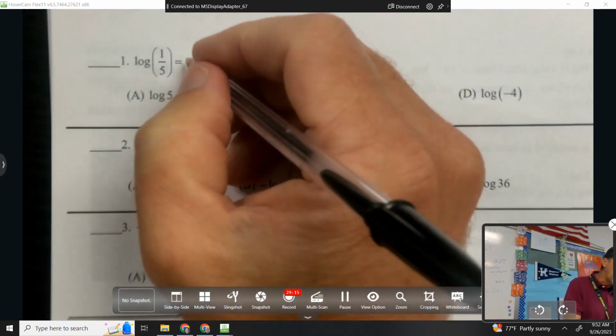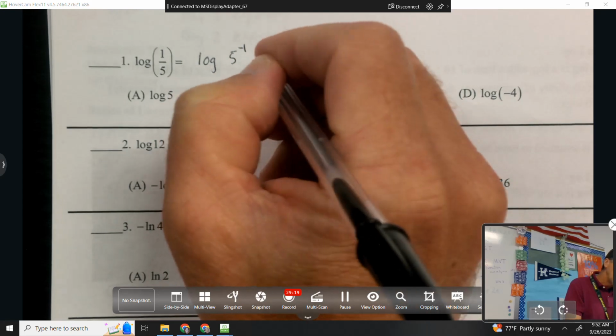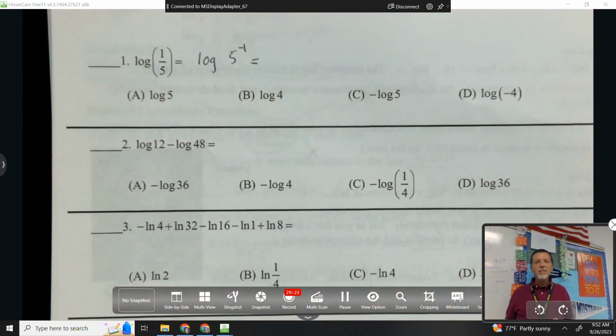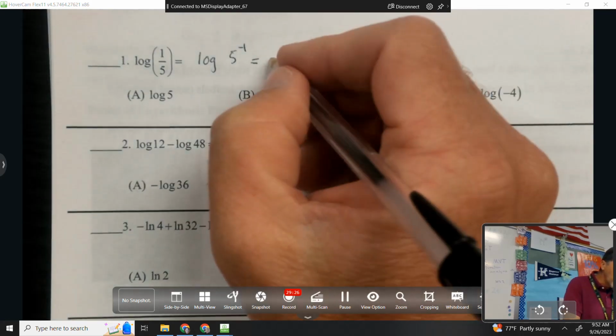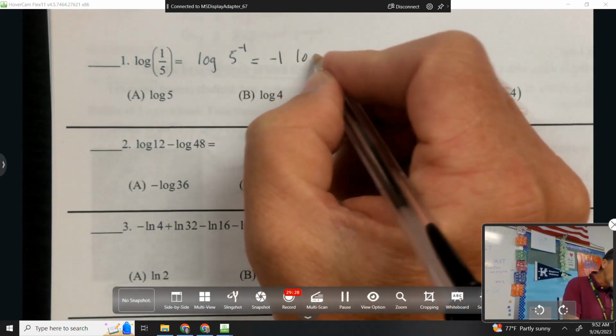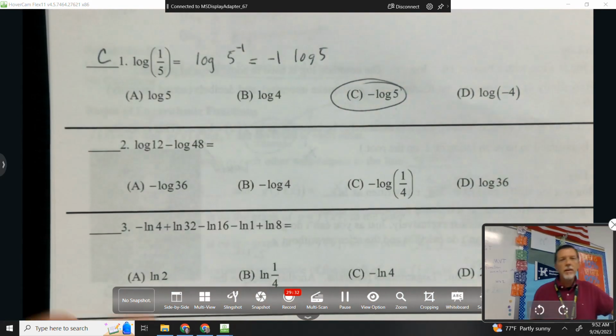How did you get C? It's flipped. Yeah, I'll show the step that you're not even showing or saying. 1/5 is 5 to the negative 1, and then the negative 1 can come out front. And so, yes, it's negative log of 5.